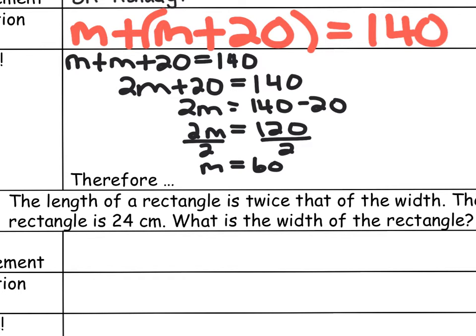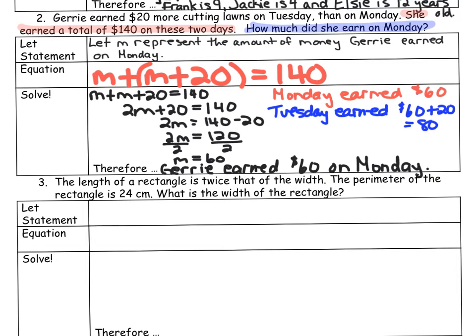So now I can do my therefore statement. So now I go back and check the question. The question only asked me how much did she earn on Monday. So therefore, Jerry earned $60 on Monday. Full stop. I put up above what she earned on Tuesday as well, just so that we can go back and check to make sure that we did it right. So we know that 80 plus 60 does actually equal 140. So yay, our math works.